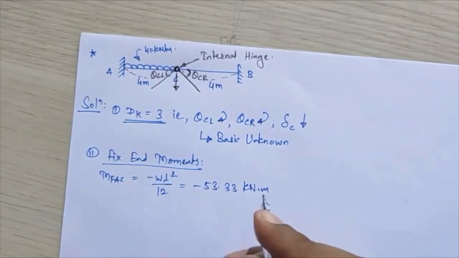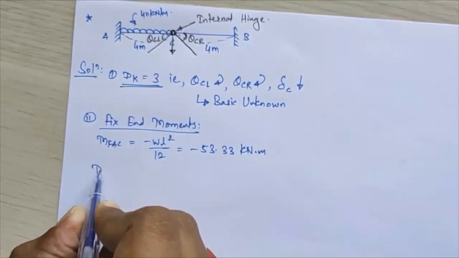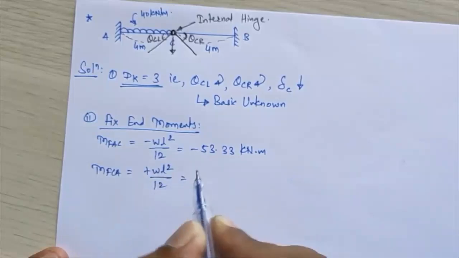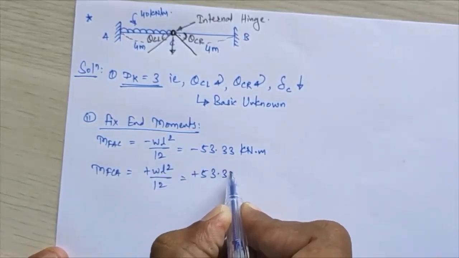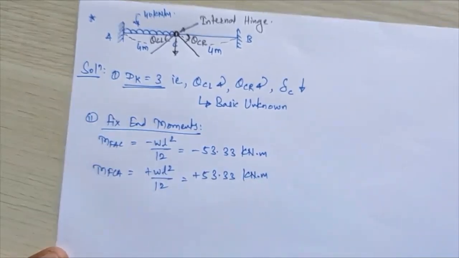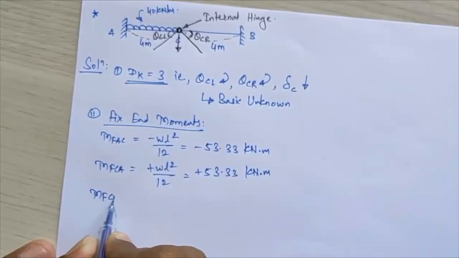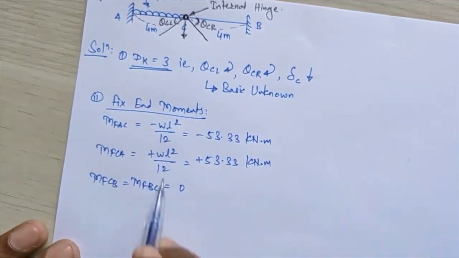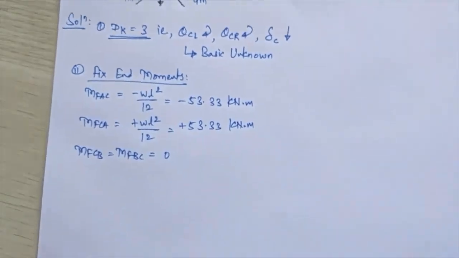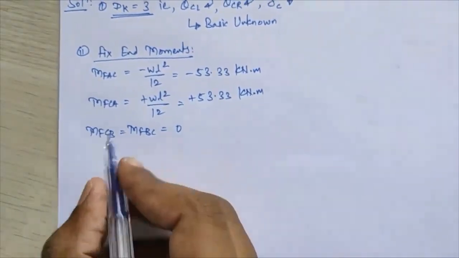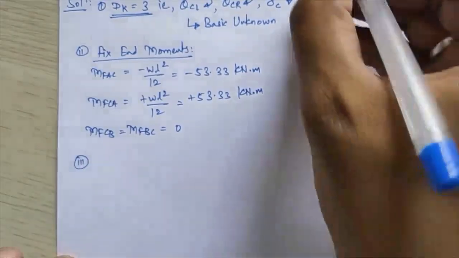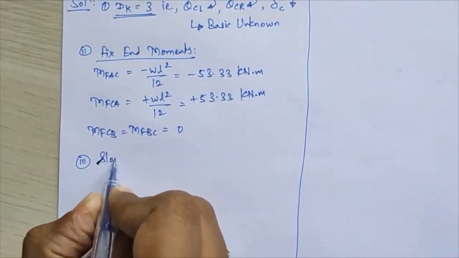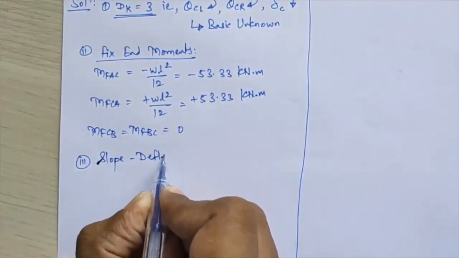Then next, MFCA, same value, only the sign changes, that is the restoring moment will be clockwise in nature, plus 53.33 kilonewton meter. The remaining moments MFCB and MFBC will remain equal to 0. Why? Because there is no loading given in this span. Now we'll move to the next step, step number 3. What is step number 3? You'll be calculating slope deflection equations.